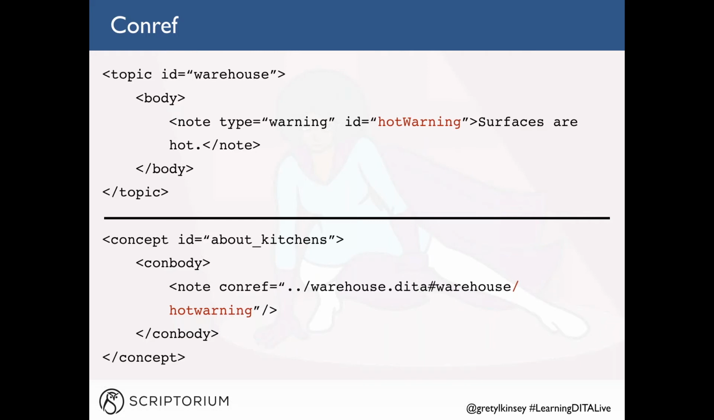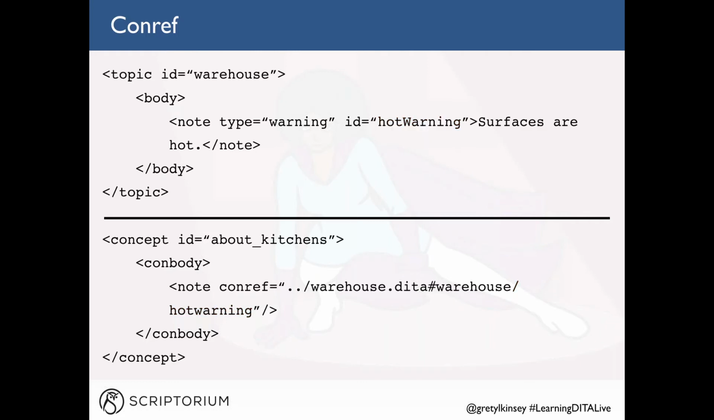So when we publish this topic that we're writing, what we'll get in the output is a note that says surfaces are hot. And if you happen to be working in a smart DITA editor instead of just a regular text editor, you might see it displayed there too, but you'll definitely see it when you publish.